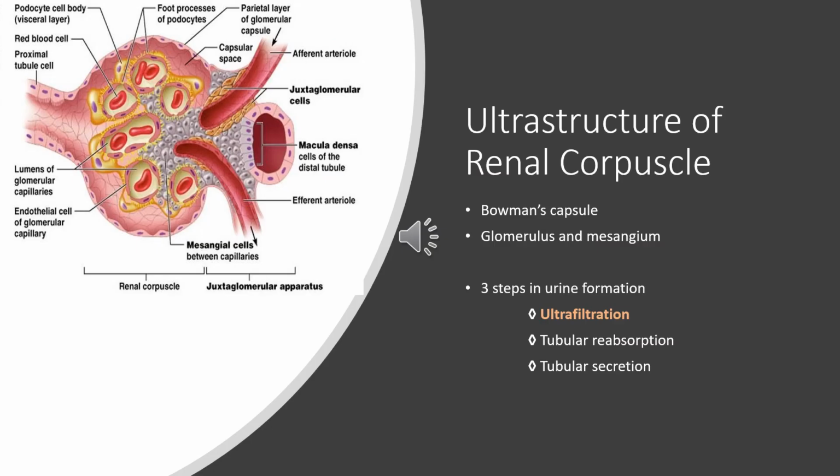We will look into the structure of nephrons in detail. First is the ultrastructure of the renal corpuscle. We all know that the renal corpuscle consists of Bowman's capsule that contains glomerulus and mesangium. So here the first step in urine formation takes place. There are three major steps in urine formation. They are ultrafiltration, tubular reabsorption and tubular secretion, of which ultrafiltration, the first step in urine formation, occurs in the renal corpuscle.